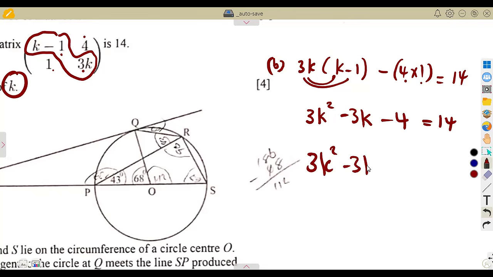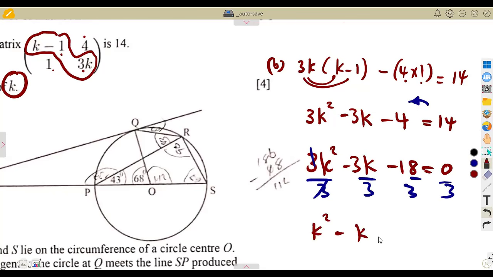Transpose this. 14 to the side, that is minus 14 to this side, that will be minus 18. You can divide by 3, which is the highest common factor of this. That will be K squared minus K minus 6 is equal to 0.